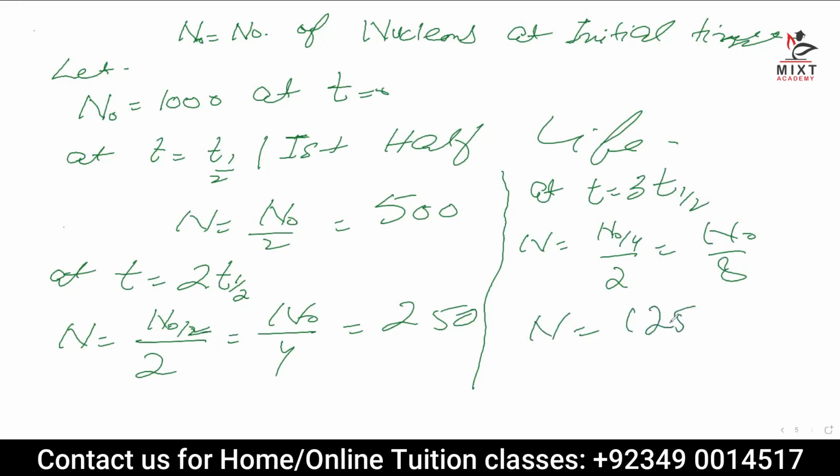Sir, in the first one, N naught is equal to 1000 at T equal to, is that 0 or is that 1? At T0, yes, T0 means initial time. And when T is equal to the first half-life, it would be half of the initial. 1000 becomes 500, and after the second half-life, 500 becomes 250. After the third half-life, 250 becomes 125. So you keep doing half.